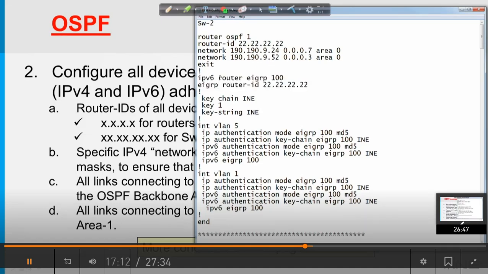Now for the IPv6, same thing. IPv6 router OSPF 1. The only reason we have to create the IPv6 process for OSPF is because, once again, we want to change the router ID. Oh, and also make loopbacks passive.